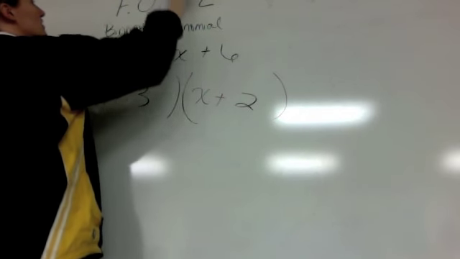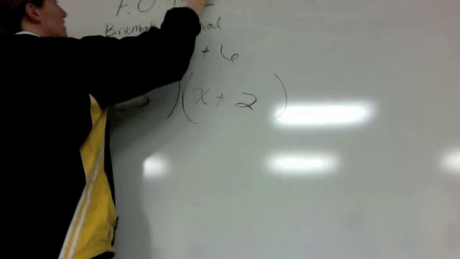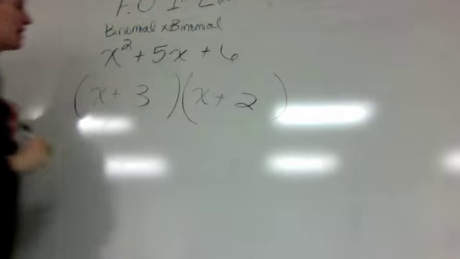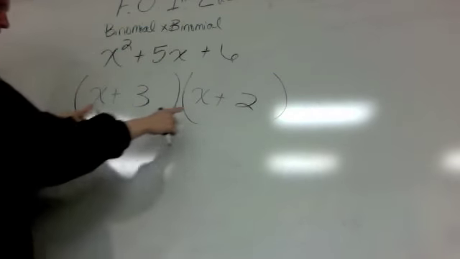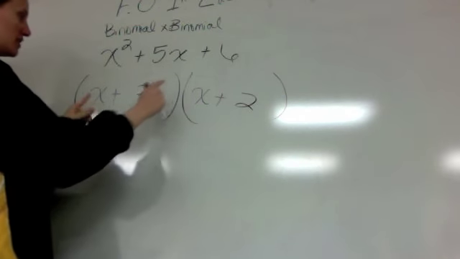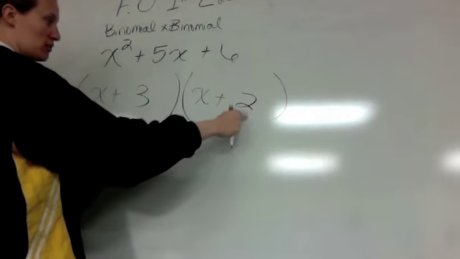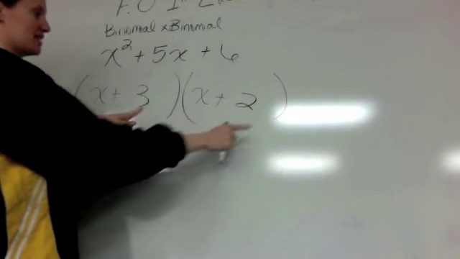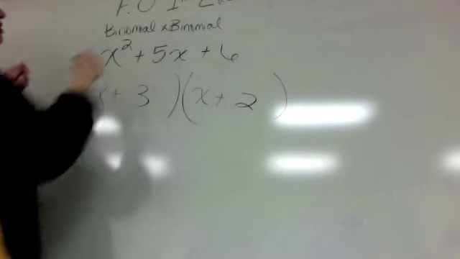Now, FOIL stands for first, outside, inside, and last. And that comes from within here. The x, these two are my first. My outsides are your two outside numbers. These are my insides, and then these are the last, and that's how we're going to multiply.